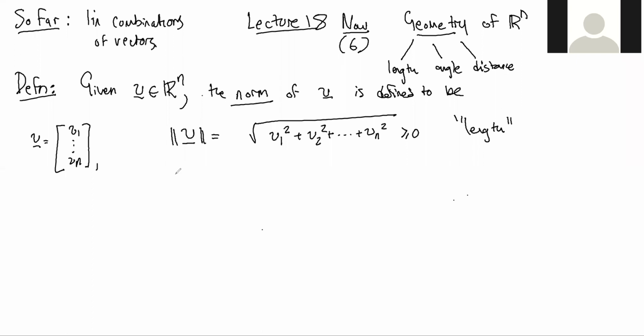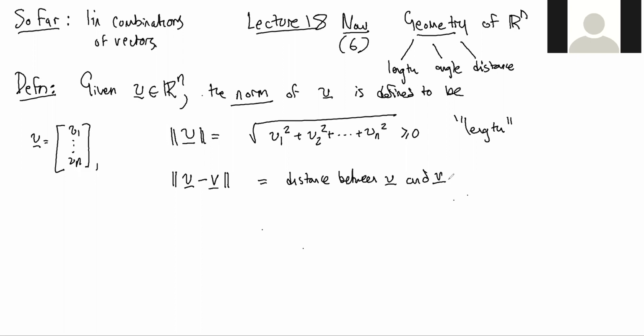And this gives me a notion of distance. As soon as I can measure length, I can measure distance just by taking the length of the difference. So the norm of U minus V is going to be the distance between two vectors, U and V. And it's easy to see that the distance is 0 only if the vectors are the same. So this is a generalization of some familiar concept from R2 or R3 that you're used to.